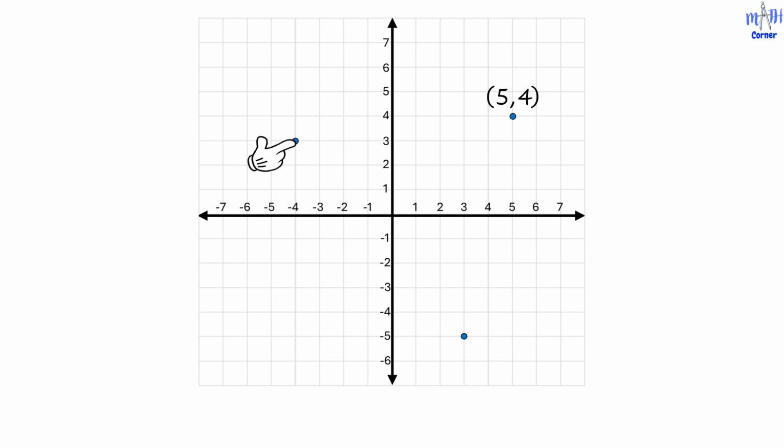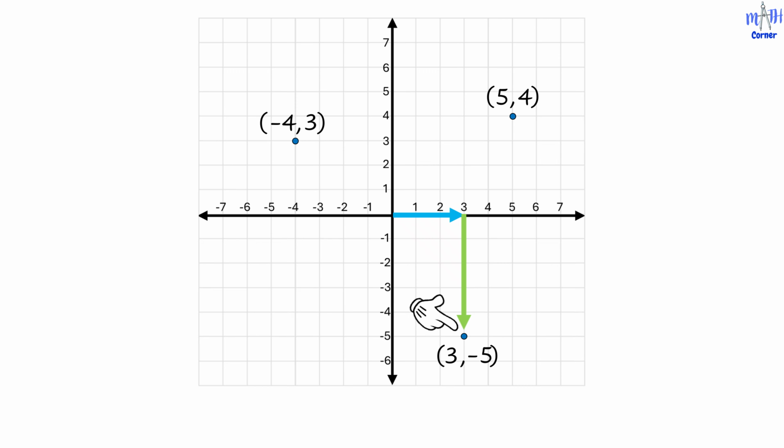Next point. The point is 4 units to the left. So x equals -4. It is 3 units up. So y equals 3. The coordinates are -4, 3. Next. The point is 3 units to the right. So x equals 3. It is 5 units downward. So y equals -5. The coordinates are 3, -5.